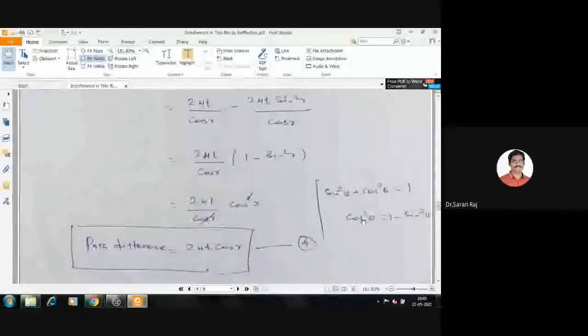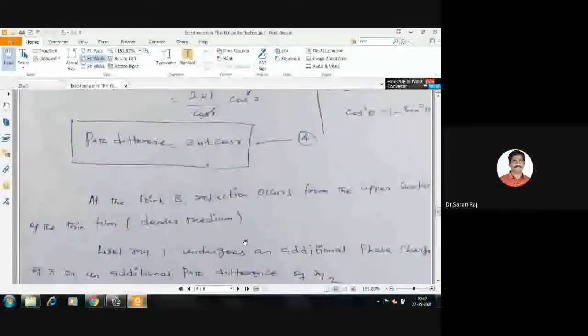So 2 mu t divided by cos r, into cos square r, you can write it. Okay, so this cos r and this square cancel. Then you can get 2 mu t into cos r. That is the path difference of this equation. So this is equation number 4, you can write it.